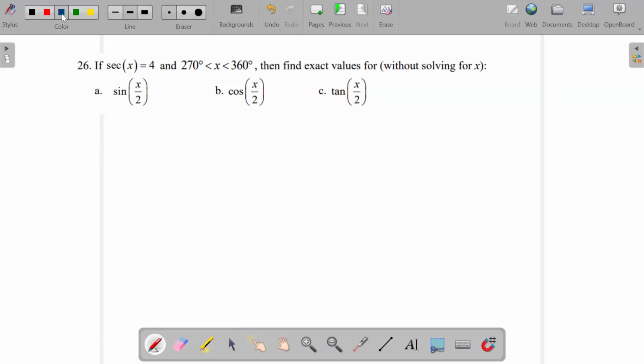So my first step, I believe, would be to rewrite secant. Secant would be 1 over sine of x. So we can say that's our given information. Isn't it cosine? Secant is 1 over cosine. Yes, thank you for pointing that out.